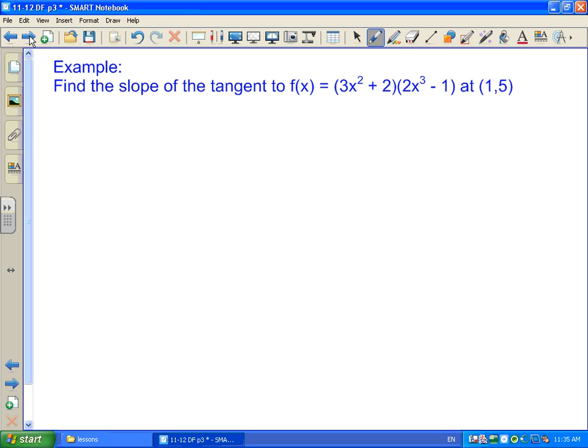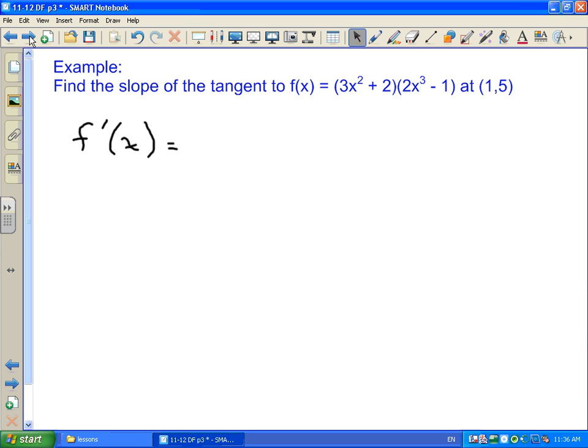Worded slightly differently here, but find the slope of the tangent to f at x equals 3x squared plus 2 times 2x cubed minus 1 at the point (1, 5). So we're not told here to take the derivative, but anytime we see those words, slope of the tangent, by now we know to think, hey, I want to take the derivative of my function. So I'm going to find the derivative f prime at x.